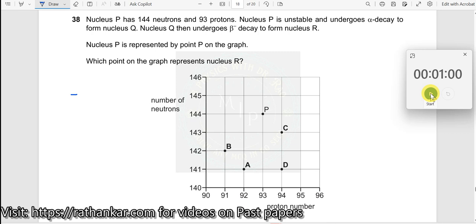Okay, question number 38. Nucleus P has 144 neutrons and 93 protons. 93 protons and 144 neutrons. Let us write down this equation. This is 93 and then 144.